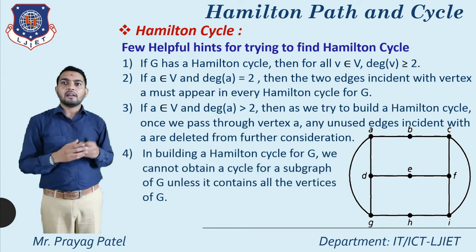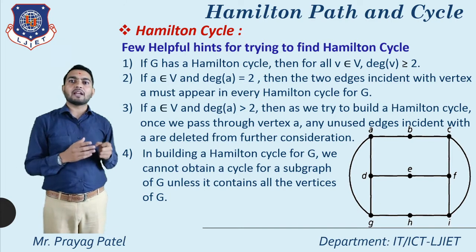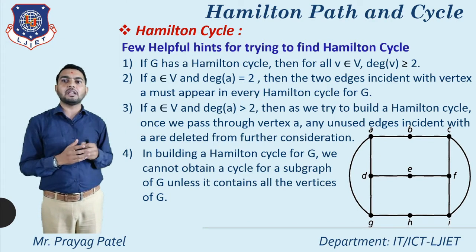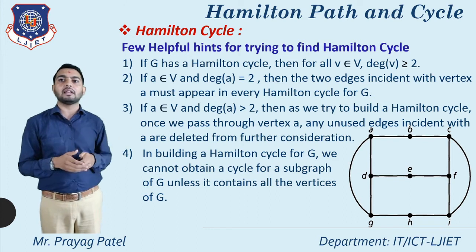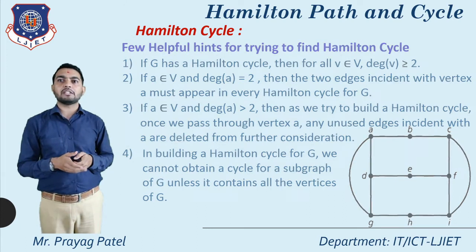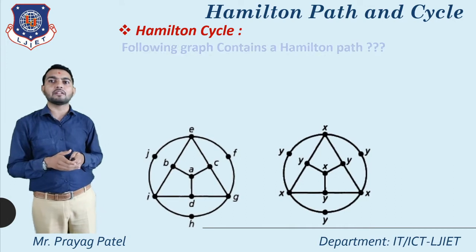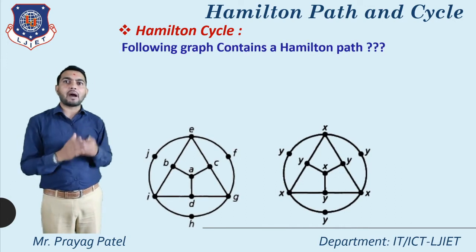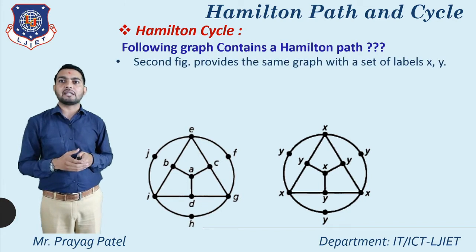Now the fourth one is, in building a Hamilton cycle for G, we cannot obtain a cycle from a subgraph of G unless it contains all the vertices of G. So this is a basic concept of the Hamilton cycle. Now, does the following graph contain a Hamilton path or not? So check this.